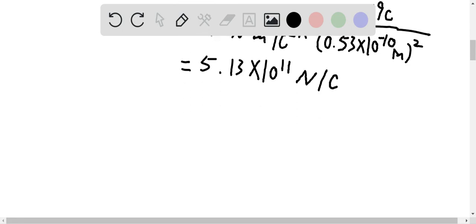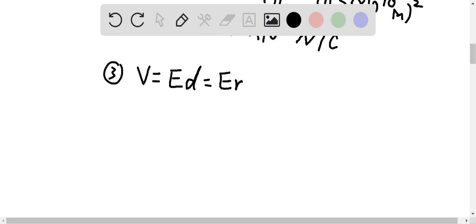Okay? So since now we have the value for electric force and the electric field, we can also determine the electric potential. And electric potential is equal to electric field times the distance between electrons. In this case, you can just say E times R, since that's the distance, okay? And this will give us V is equal to K times Q over R, okay?